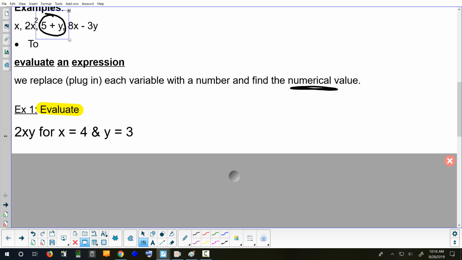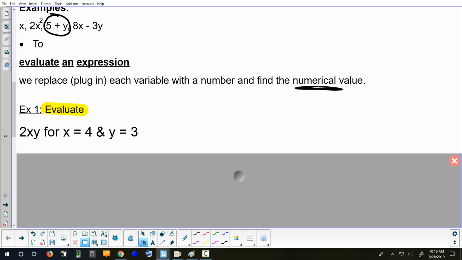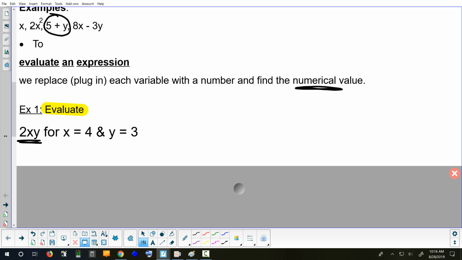Okay, so this says evaluate the expression 2xy. Now, I don't see any plus signs or minus signs or division signs or multiplication. So how do I know what's going on here? 2xy, is it addition? Maybe multiplication because they're touching. Right, they're right next to each other. So some people might write it this way. That's the same thing. 2 times x times y.